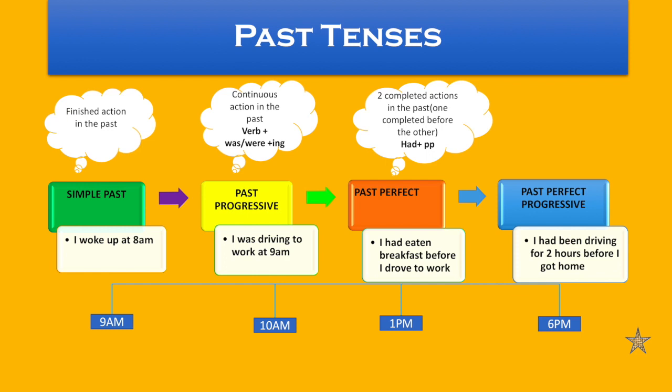But you can't say I had eaten breakfast before I driven to work. It has to be the simple past for the second action. So you say drove to work.